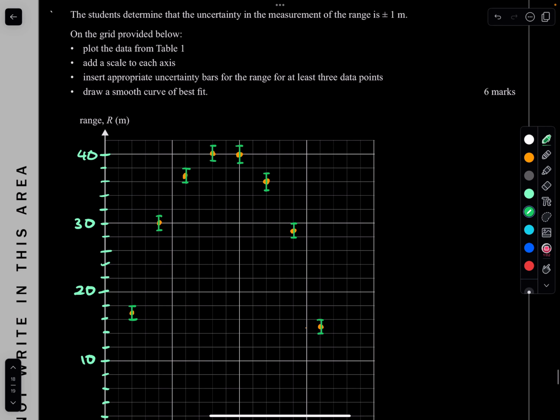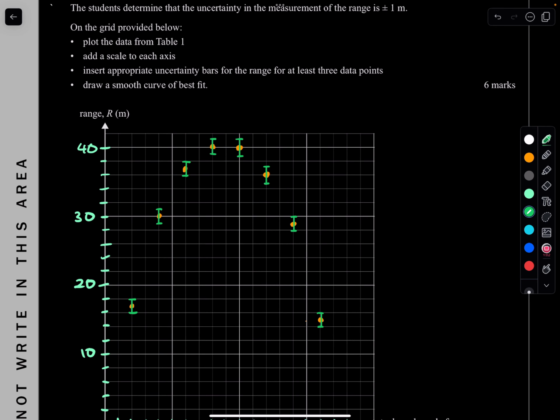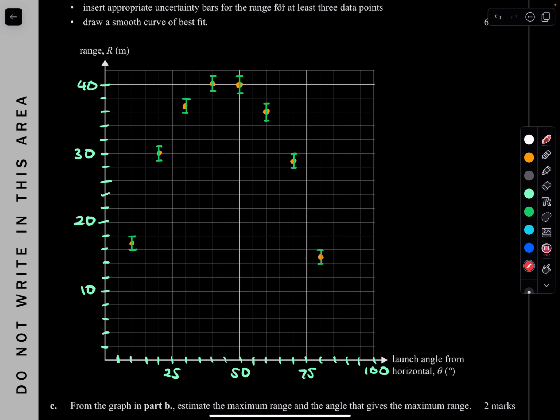So we've plotted the graph, the data, the scales. We've also done scales, insert uncertainty bars, and draw a smooth curve. At the end, you just draw a smooth curve. So I'm going to draw basically, it looks like a parabola. It's going to pass through all these points like this. Nicely walks through those points basically. And yeah, it does look like it's passing through all those points. Is that right?